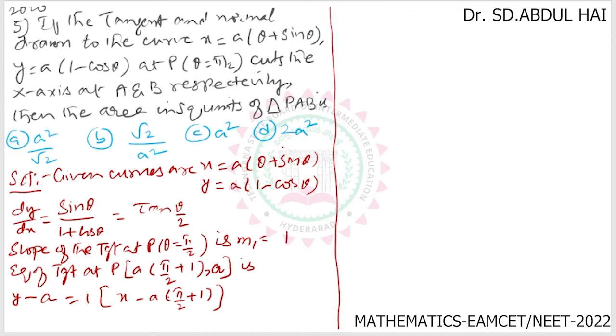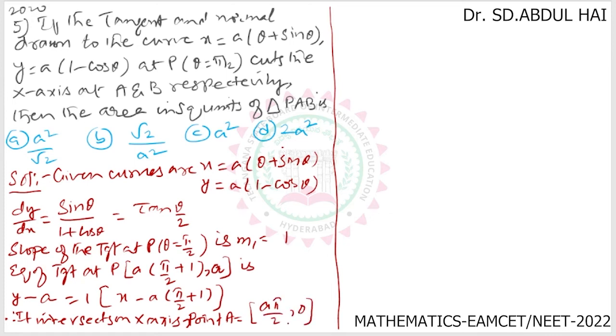So he says it intersects the x-axis, which means you know that the y coordinate is equal to 0. Therefore, the obtained point is, so therefore, it intersects on the x-axis. Therefore, A is equal to some point, A is equal to (a pi by 2, 0). So we come to one conclusion.